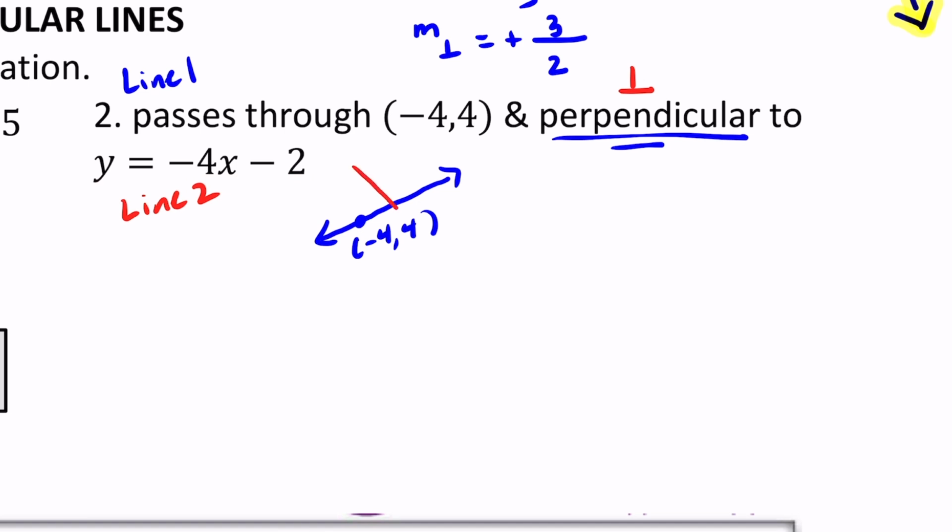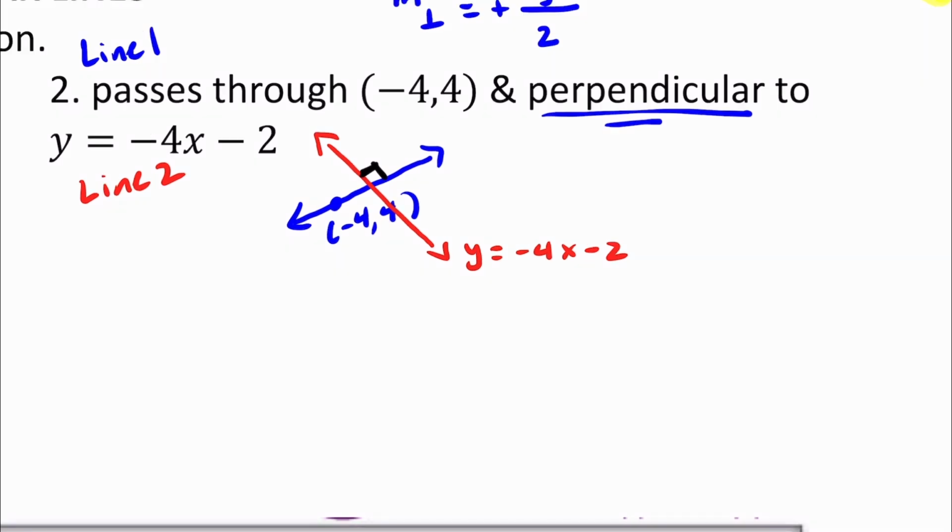So I'm going to go ahead and draw what that looks like. And that line, again, is y equals negative 4x minus 2. And these two lines are perpendicular to each other, so they intersect at a 90-degree angle. All right? Okay, so now I need to figure out the slope. Well, we have y equals negative 4x minus 2. Negative 4 is the slope of that particular line.